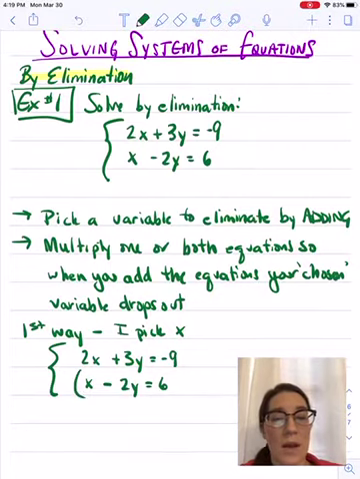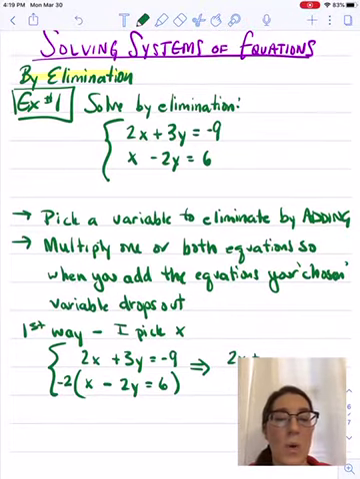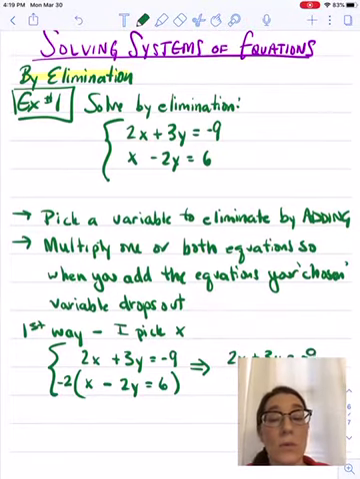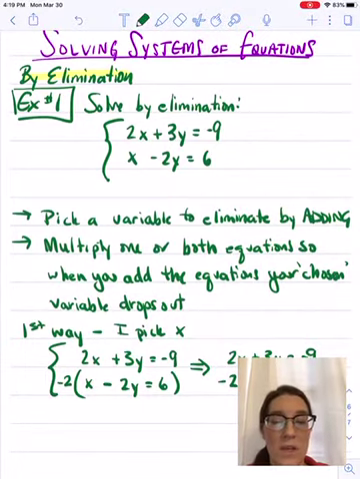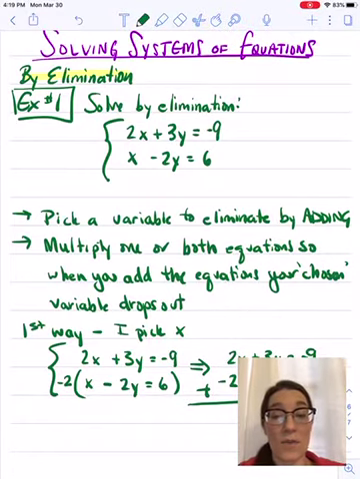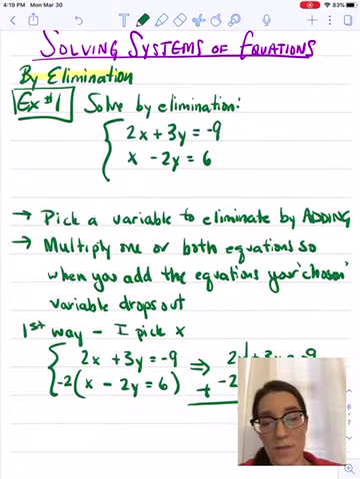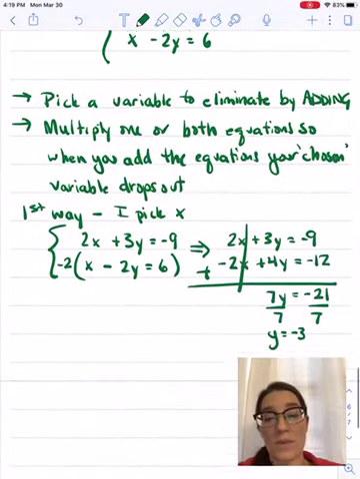So in the first way, I picked x to eliminate. In order to do that, I see that if I multiply the bottom equation by a -2, then when I add 2x and a -2x, they should be eliminated. Now remember, you distribute that -2 to every single thing. So notice it became -2x, +4y, and a -12. Then you just do column math, right? 3y and 4y become 7y, and -9 and -12 become -21.